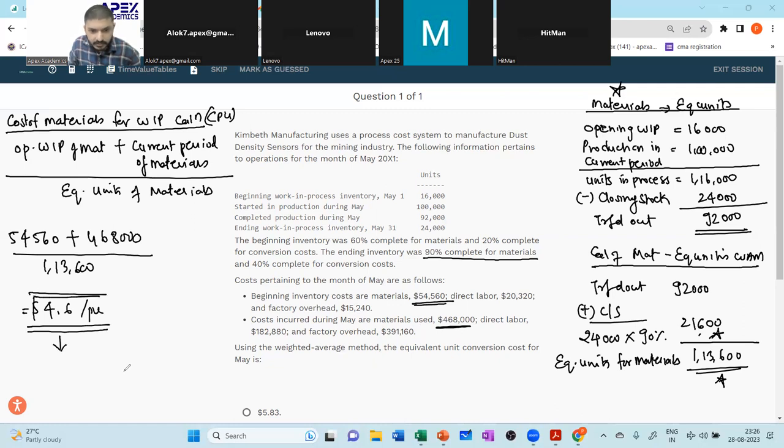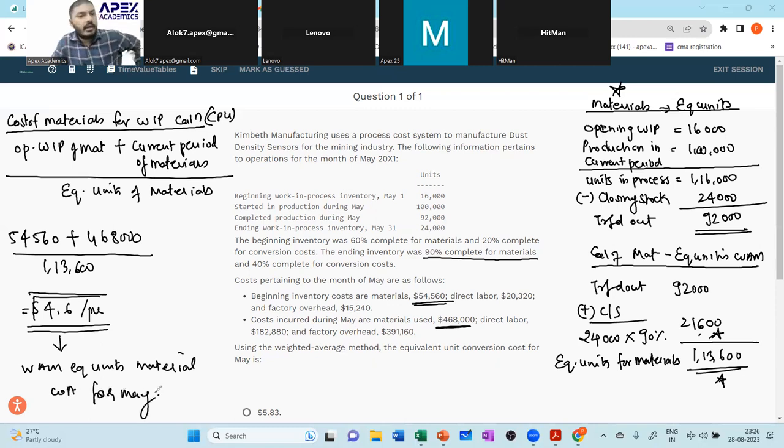What is this? Weighted average method, equivalent units, material cost for me. Does everybody understand this calculation? It's very important. Yes, sir. Have you all understood this calculation?